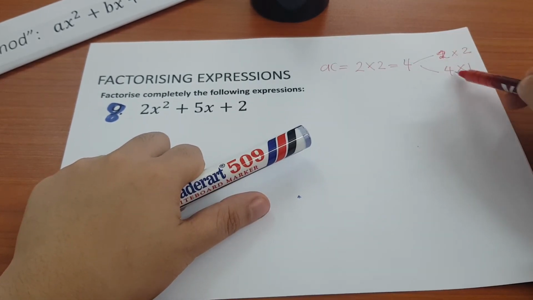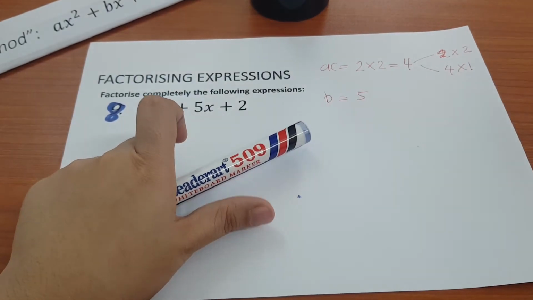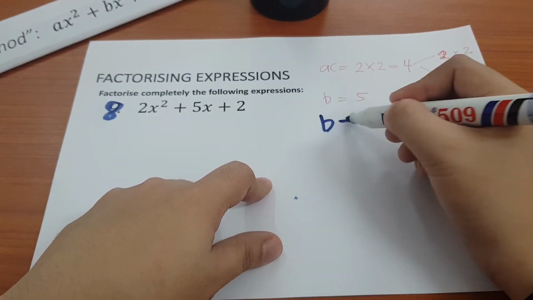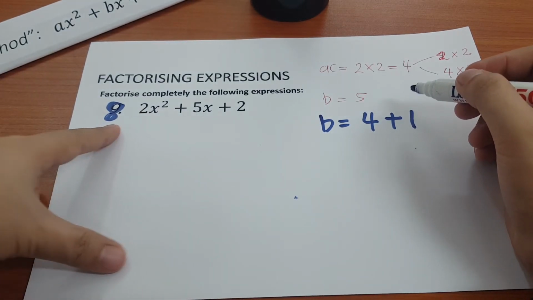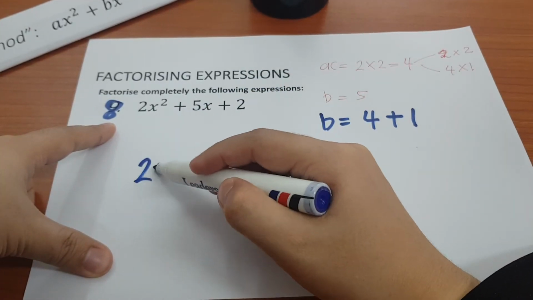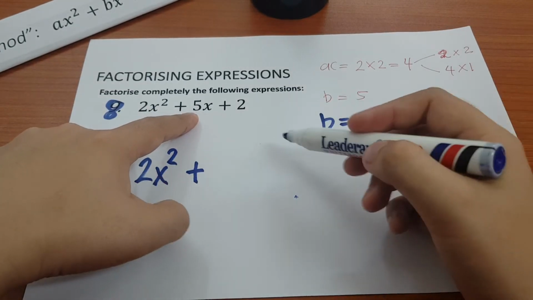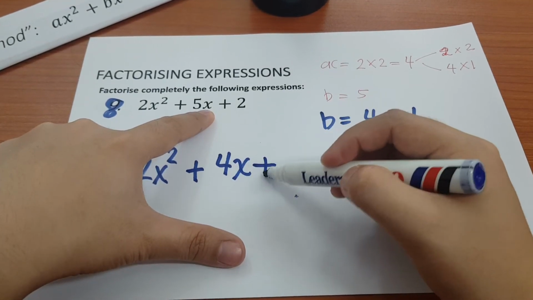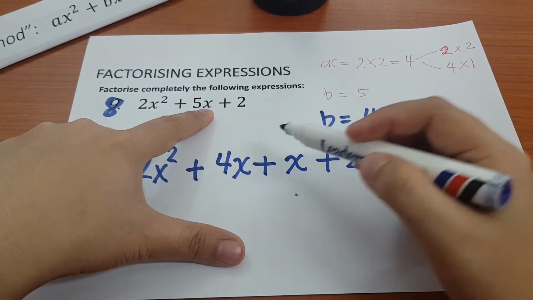So which among these two factors will give me 5 when I add them? Because our b here is 5, right? So in this case, this one, 4 and 1. Hence, b is 4 plus 1. So we will go back here. You'll have 2x squared. Instead of 5x, you will rewrite it as 4x plus 1x plus 2.